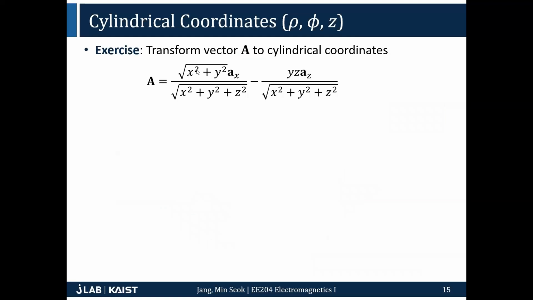So here's the question. You have vector A represented in Cartesian coordinates. The question is, find the representation of the same vector in cylindrical coordinates. So you have 3 minutes. Please work on this problem.